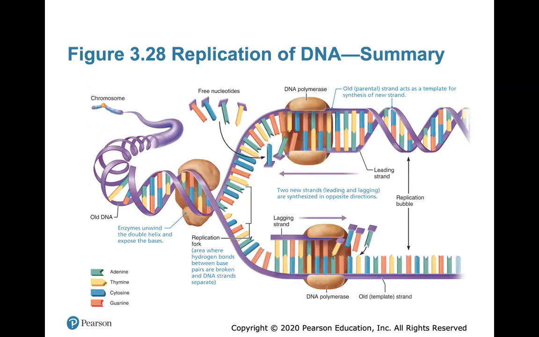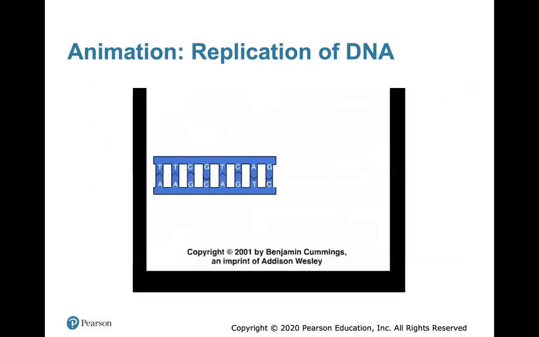So here's a look at replication of DNA, taking our DNA and unwinding it at this enzyme, and then for each unwound strand, the old strand goes through the DNA polymerase while new nucleotides are added to create a new strand of DNA. Here's a great animation showing that.